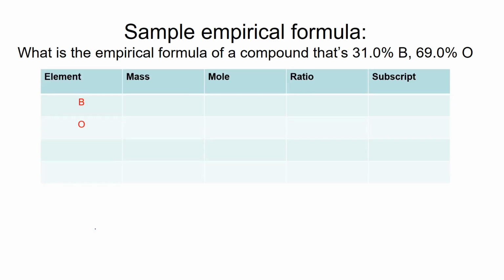What if you got this as your problem? Go ahead. I want you to try this one on your own. It says, what is the empirical formula of a compound that's 31.0% boron and 69.0% oxygen?